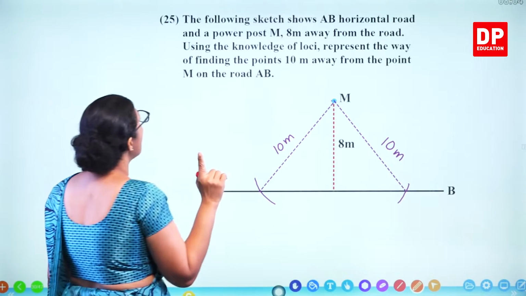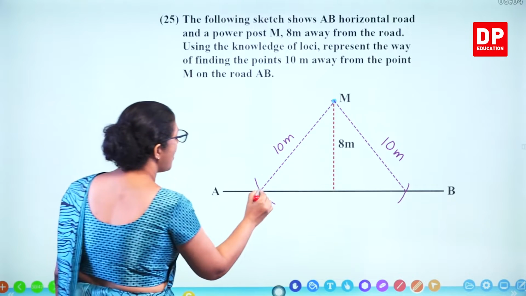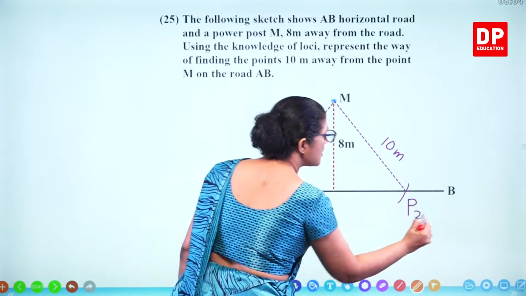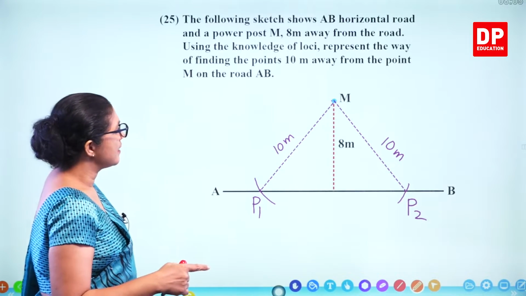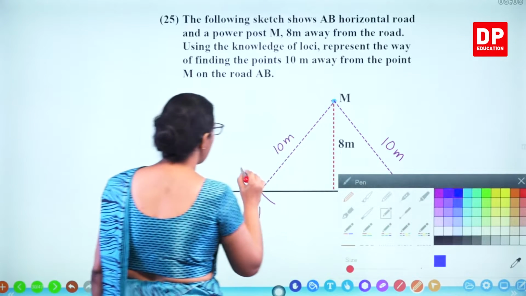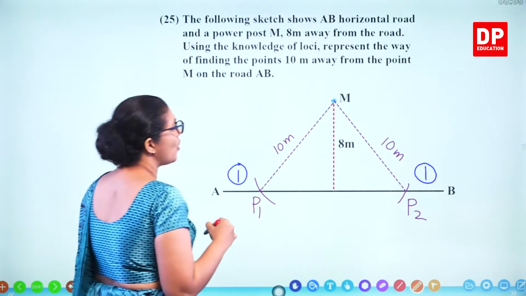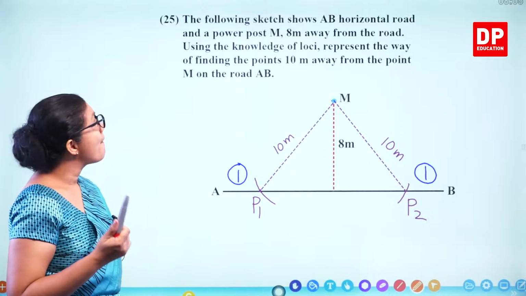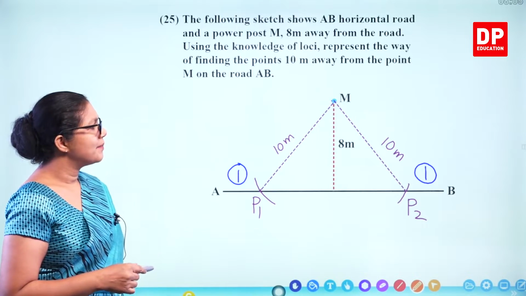So they are asking the points. So 1 point is here, 1 point is here. So 2 possibilities are there with equal length. So you get 2 marks, 1 mark for this point and 1 mark for this point. So that's the end of part A. So then we'll discuss part B.